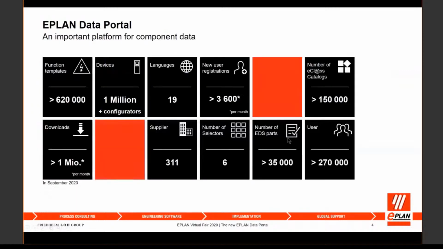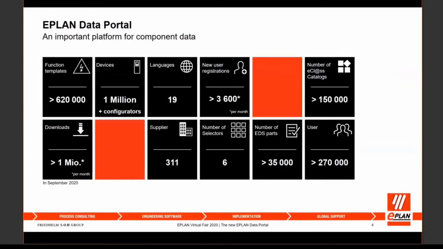Next, I'd like to share some numbers of the ePlan data portal. You'll find there more than 620,000 function templates for around 1 million devices in the data portal, which is a very large number. Additional to this 1 million devices, you can configure user-specific variants of different parts from different manufacturers. So you have additional possibilities to find the right data for the right part. The data portal is available in 19 different languages, so it really can be used by engineers all over the world. The user community is continuously growing.